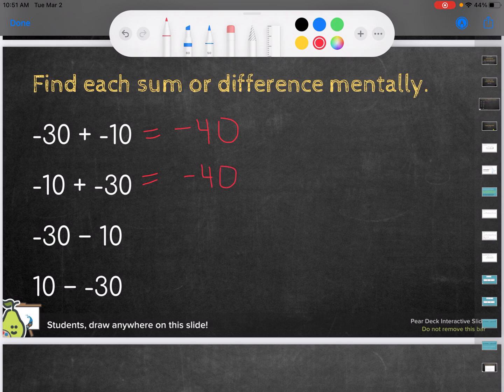Now this one's a little bit harder. Remember how we talked about adding the opposite. So when I see subtraction, I'm going to add the opposite. So I change to addition, and then the positive 10 becomes a negative 10. So that would be negative 40. Now I'm going to add the opposite. So add, and then the opposite of negative 30 is positive 30. So my answer is actually going to be 40 in this case. Okay, so remember, when you're subtracting, you add the opposite.